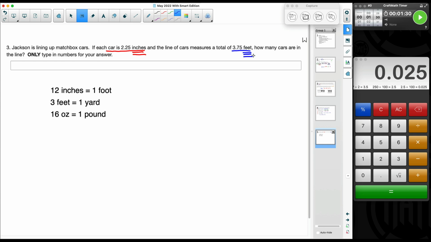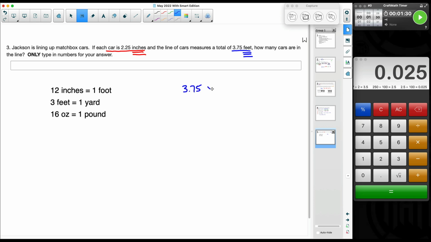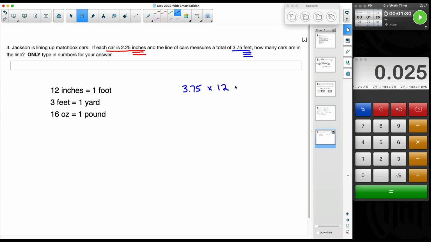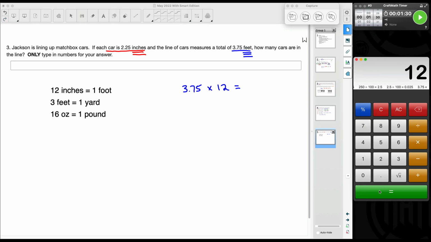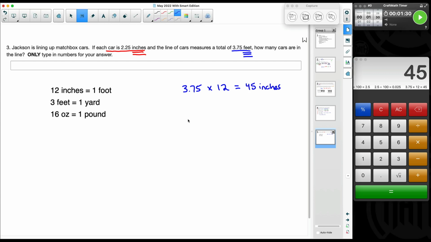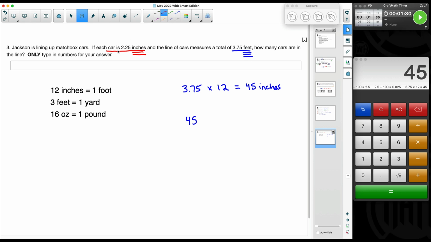Here's the fastest way to do this. The fastest way to do it, in my opinion, is to take those feet, since that's 3.75 feet, you can always multiply feet by 12 to convert to inches. 3.75 times 12, that's 45 inches. But now that we have this long train that's 3.75 feet, which is the same thing as 45 inches, well, since this is inches, let's just divide it by how long one car is.